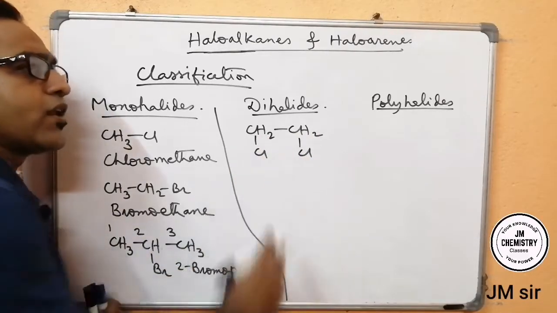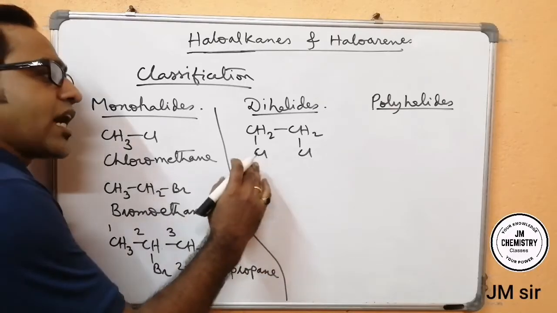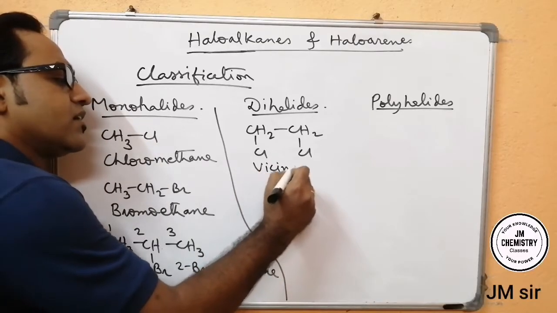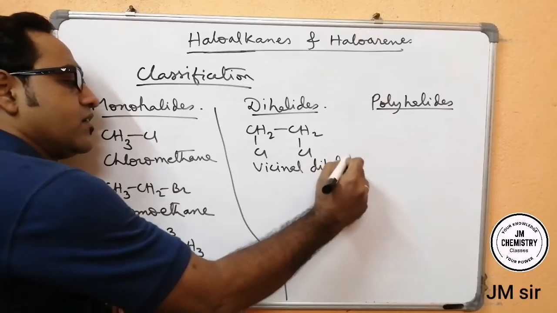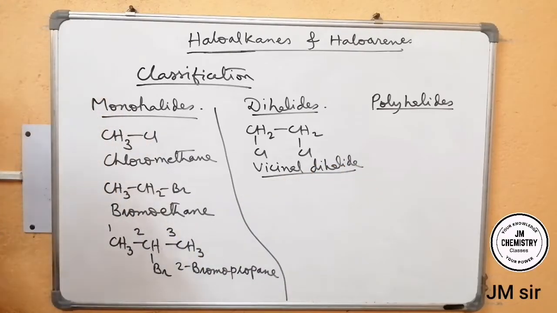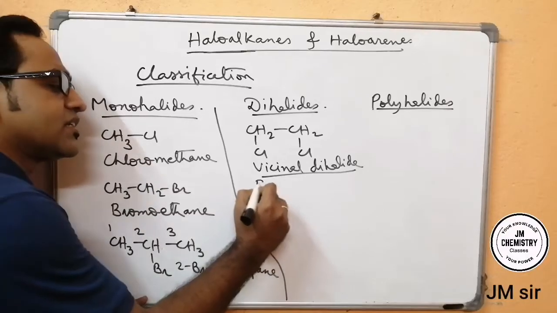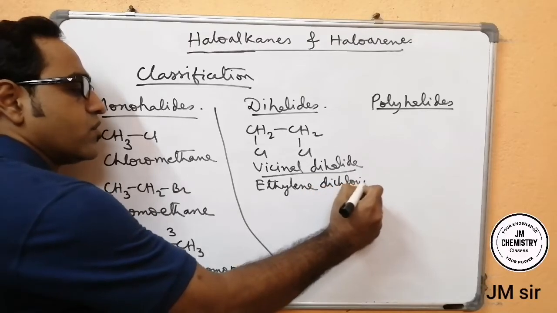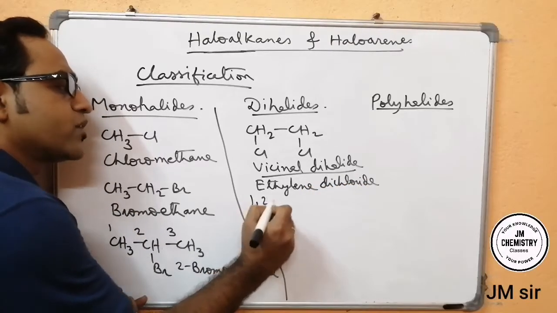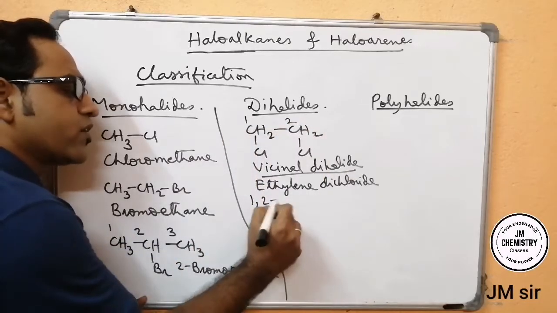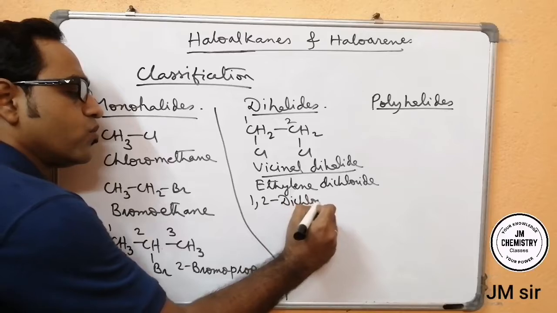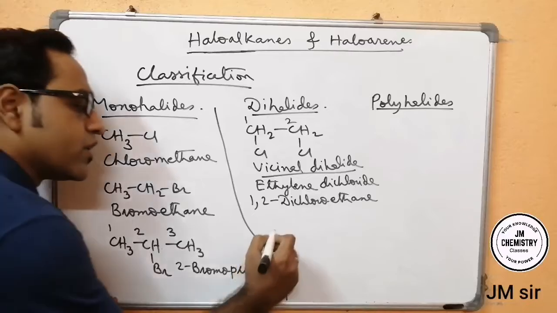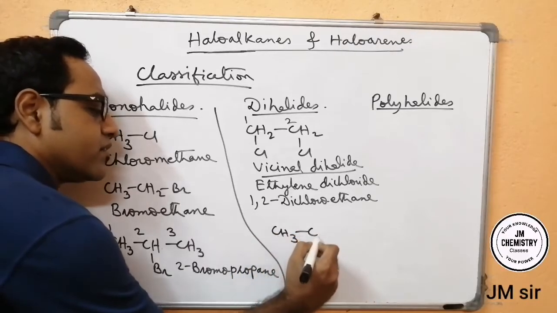Now whenever the two halogens are side by side or on the adjacent carbon atoms, we call it vicinal dihalides. Vicinal dihalides. The common name of this compound is ethylene dichloride. The IUPAC name is 1, 2. This is 1, this is 2. So 1, 2 dichloroethane. 1, 2 dichloroethane.